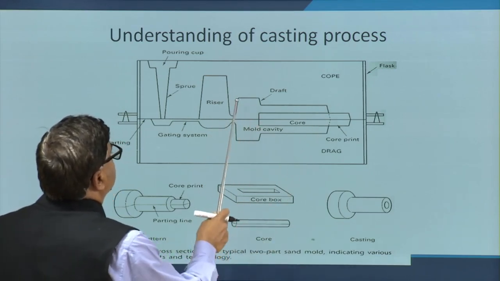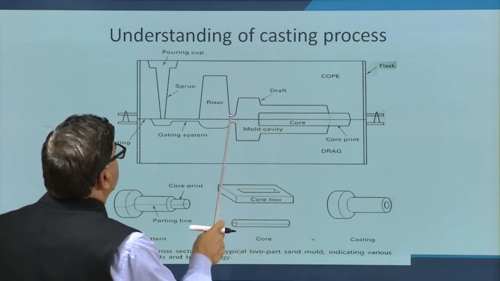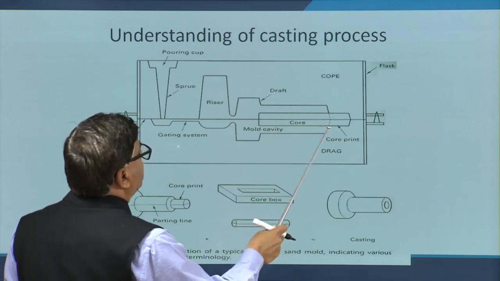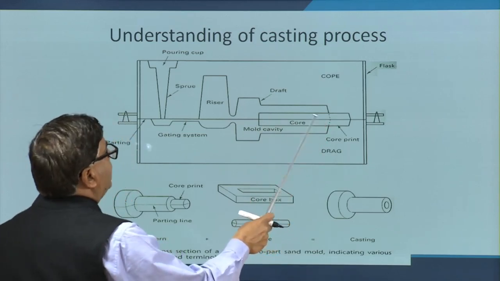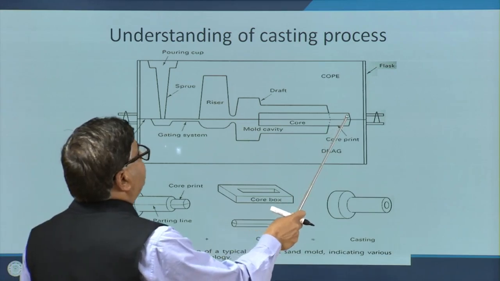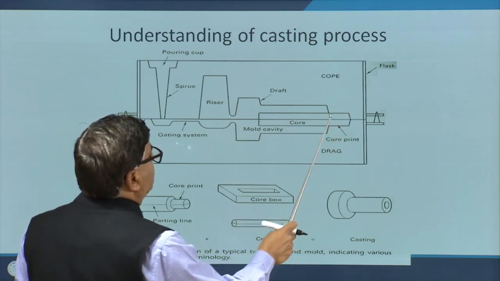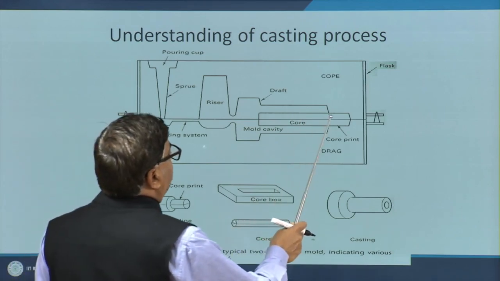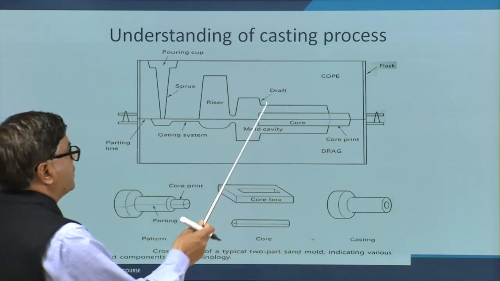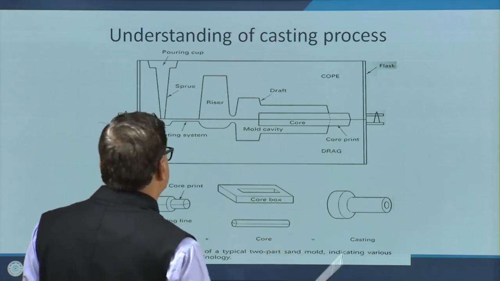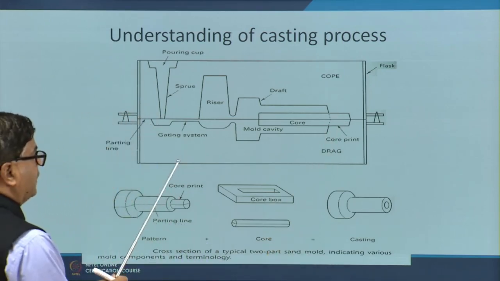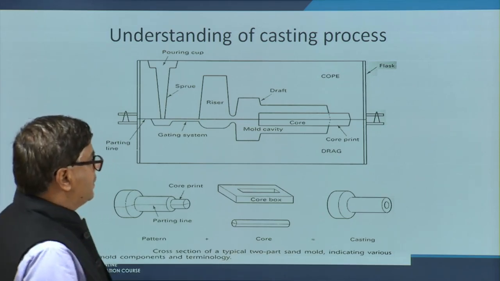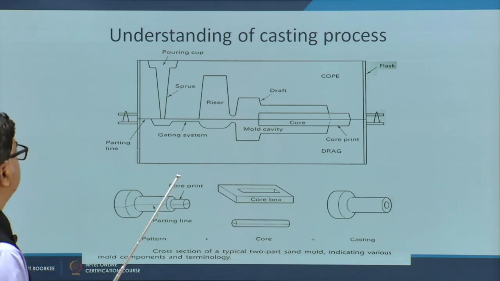So, the mold cavity, this entire zone, is the mold cavity. Here this is the ingate, and the core is provided in order to make the internal hole in this casting. Here the seat which is provided for positioning the core is the core seat or the core print. So you can say the internal holes are made with the help of the cores.